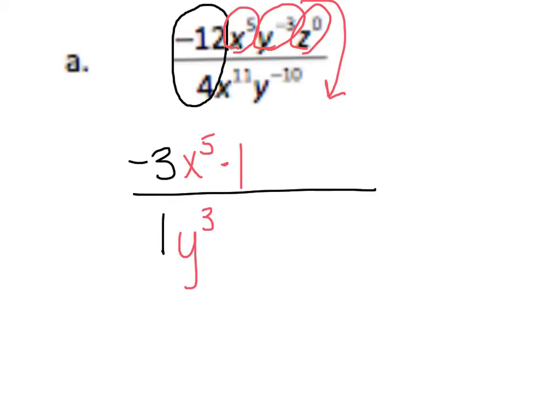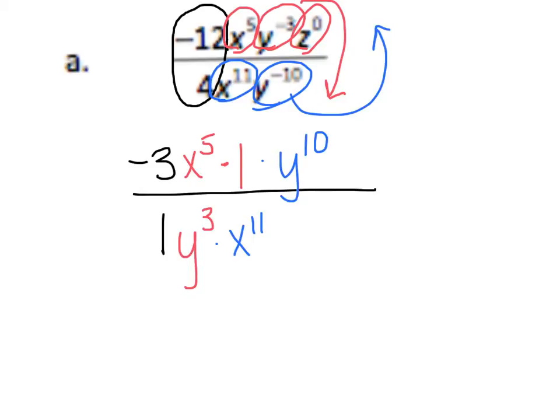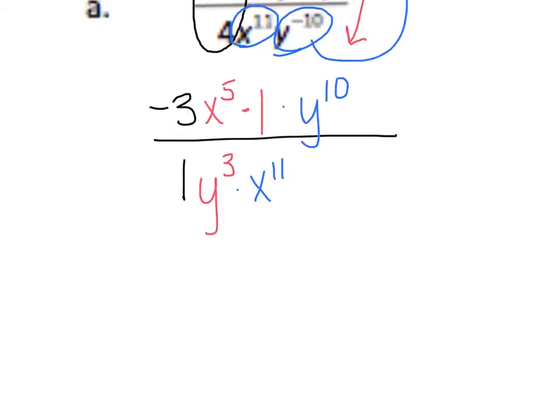So now that I've dealt with the top, I'm going to work with the bottom. X to the 11th, that's positive, so that's going to stay on the bottom. Y to the negative 10th, that needs to cross the fraction bar, go to the top, so the 10 can become positive. Okay, so all I did was simplify things, and now I just need to take it one step further.